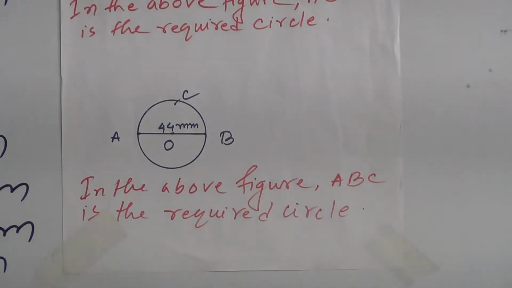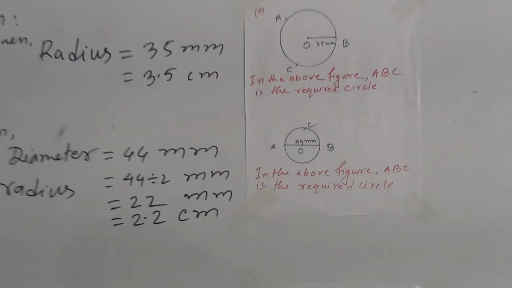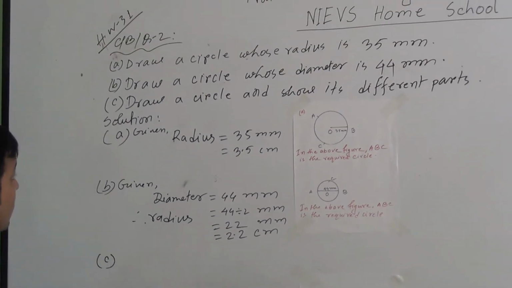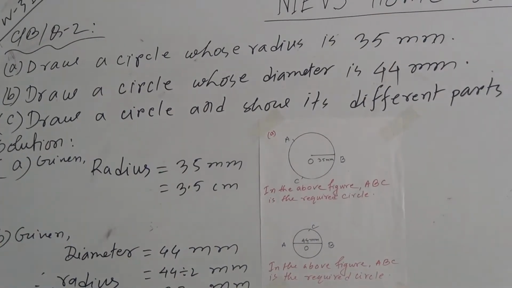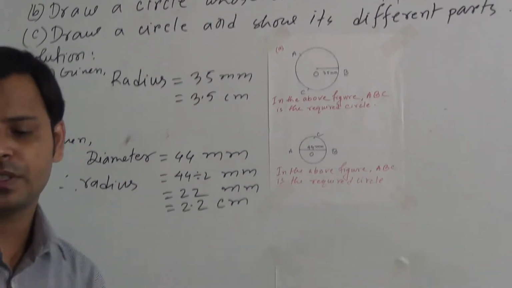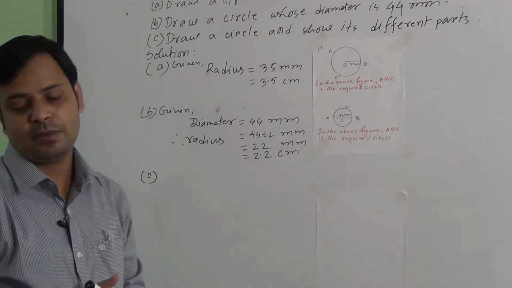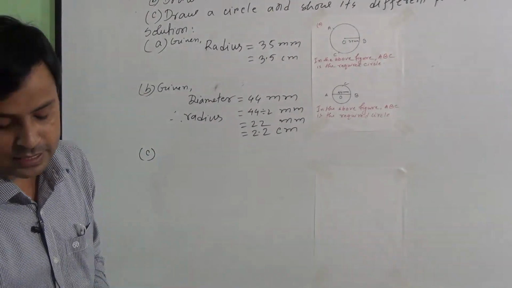Okay, dear students, now I will solve question C. What is question C? Question C is, draw a circle and show its different parts. It means that we have to show the different parts of a circle. For this, at first I have to draw a circle. So dear students, let us see.